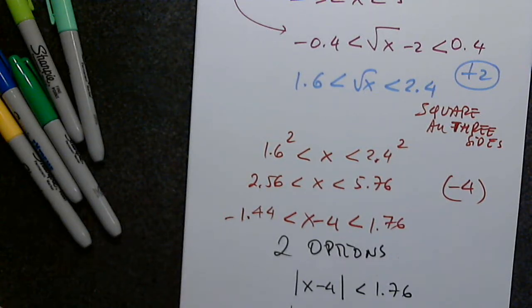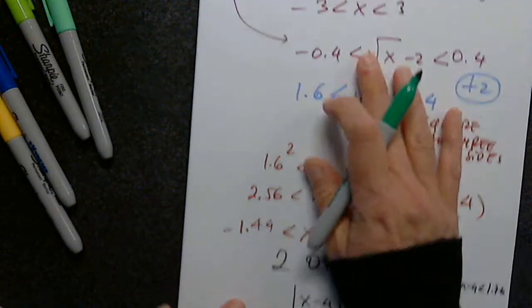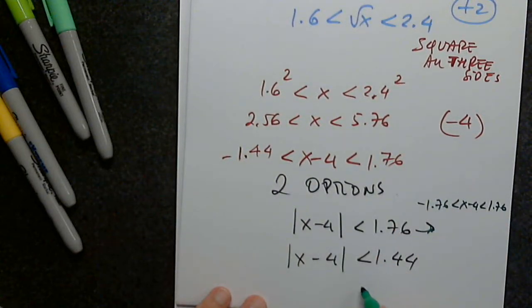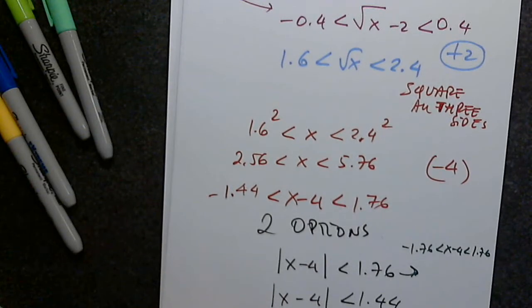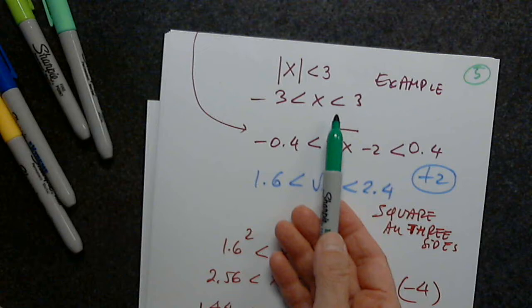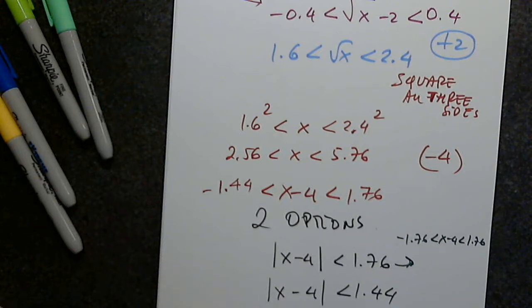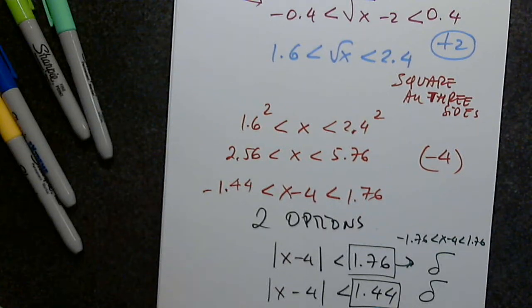And I know you're wondering, listen, how did you come up with this? Here's how I came up with it. Because I know that this situation represents negative 1.76 less than x minus 4 less than 1.76. This is what we just discussed. This one means negative 1.44 less than x minus 4 less than 1.44. Why? How do I know? Because that's exactly what it means. Same concept. But I have to decide now between this to be delta and this to be delta.